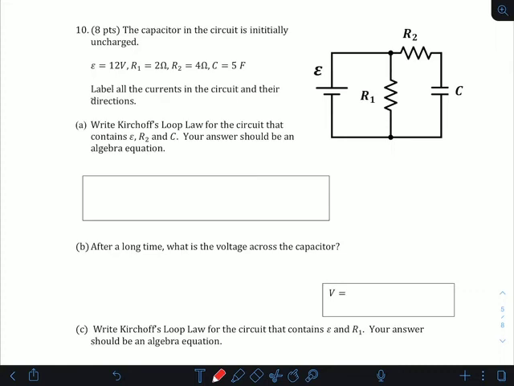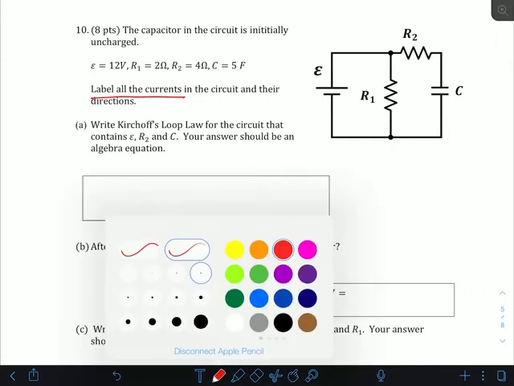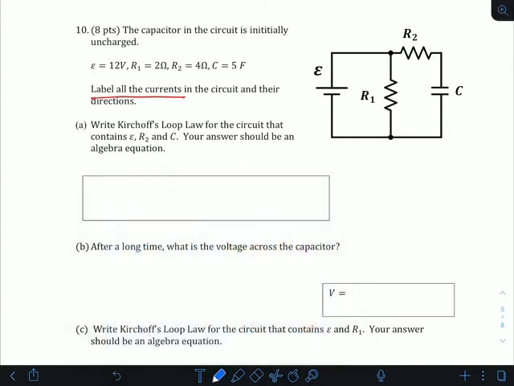First of all, it says to label all the currents in the circuit. So I'm going to label those. This is important because this tells you what direction everything is. It also tells me what you mean when you say I1 or what you might mean when you say I2. So make sure that you label all the currents.